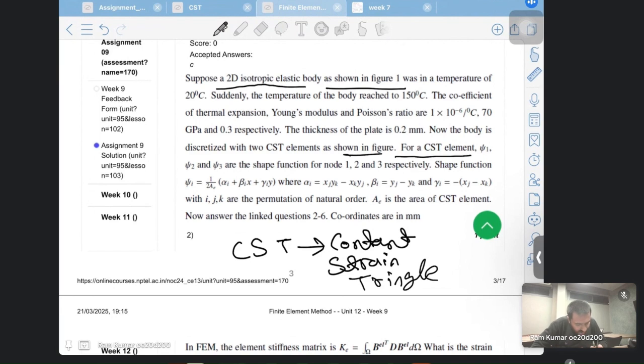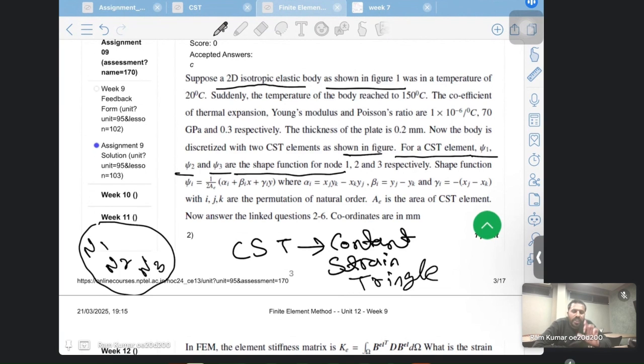For a CST element, psi1, psi2, psi3 are the shape functions. We are calling them N1, N2, N3 here. These are just different terminology, so no need to worry. Because we have 3 nodes for one element, there will be 3 shape functions. So these are the shape functions. And in this problem, they have given N1 or psi1 in general form.